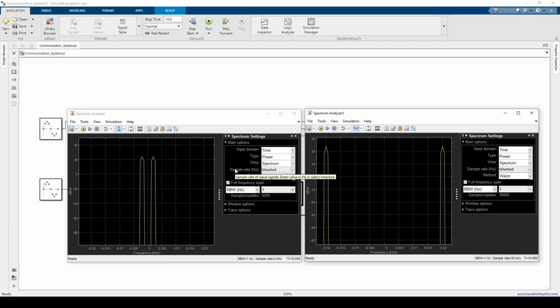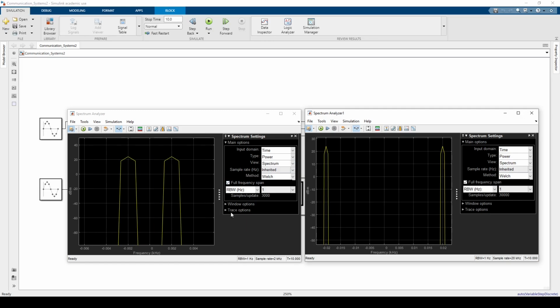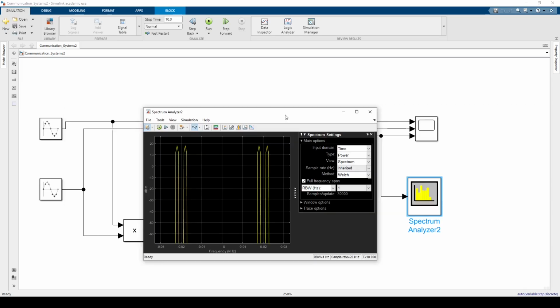So here's the spectrums of the message signal and the carrier. For the message signal, we'll have spikes at 2 Hz and negative 2 Hz, and for the carrier signal, we'll have spikes at 20 Hz and negative 20 Hz. The spectrum of the modulated signal is the convolution of the message's and the carrier's frequency spectrum. So we'll have spikes at 18 Hz, 22 Hz, negative 18 Hz, and negative 22 Hz.